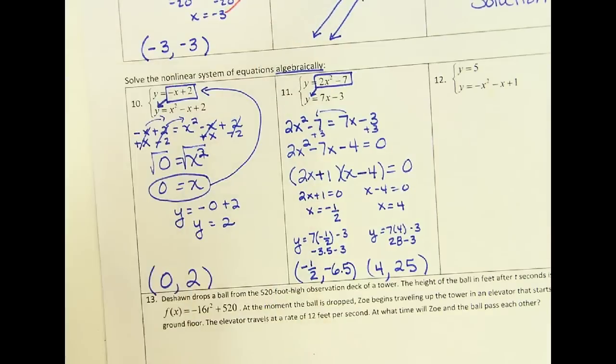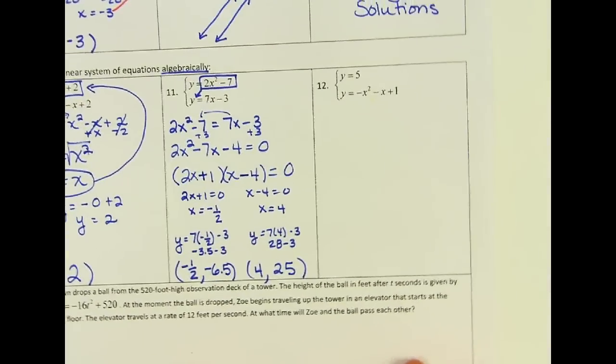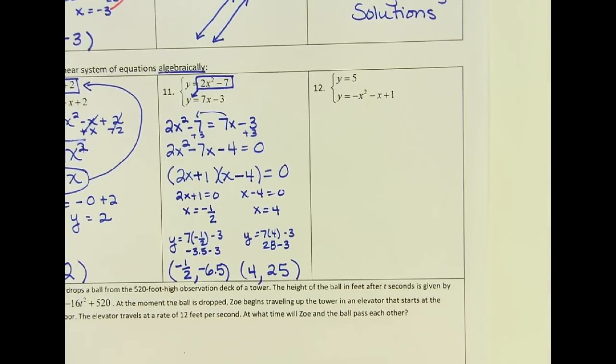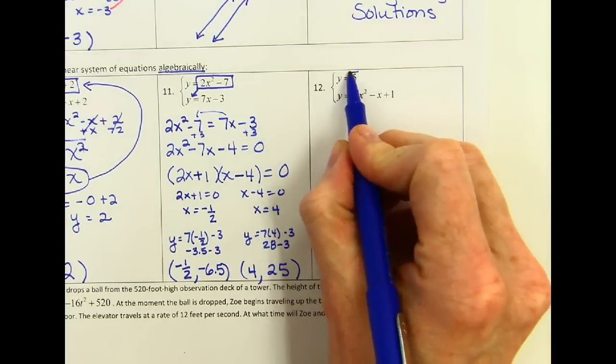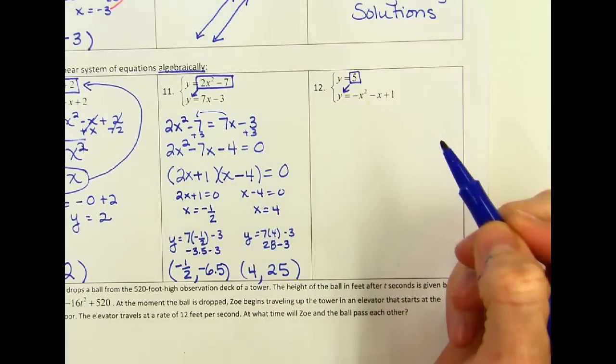Now, on to number 12. This one here is another linear one, but this one's a little bit easier because the linear equation is a horizontal line. So I can simply do a direct substitution and solve.